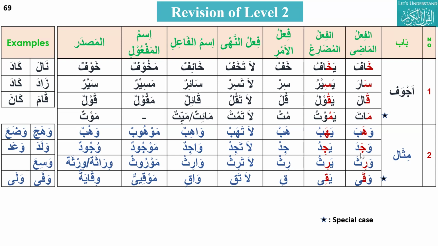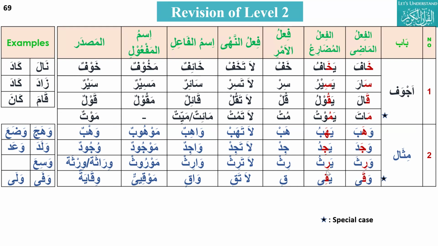Similarly, the second one, Wajada Yajidu: fatha changes to kasra. So it is called fatha kasra. And the third is Waritha Yarithu.